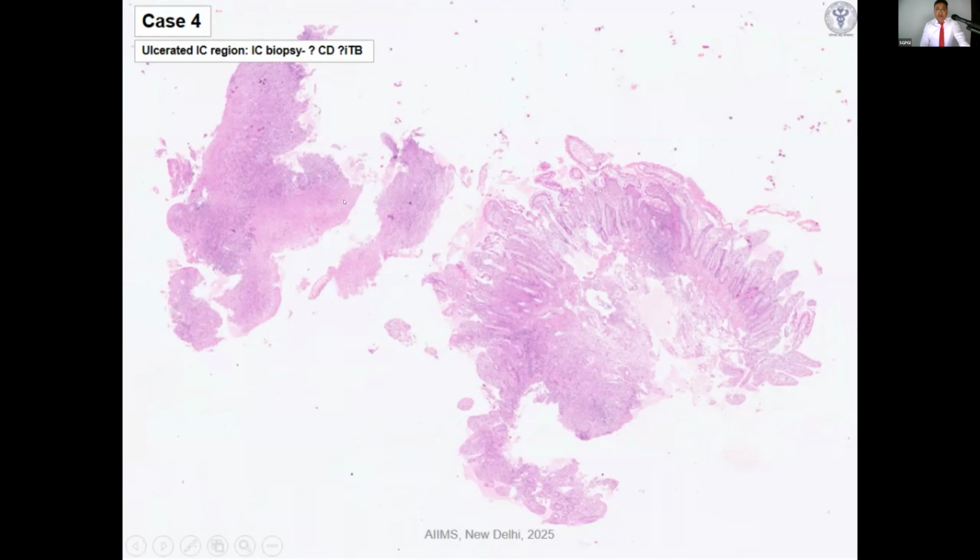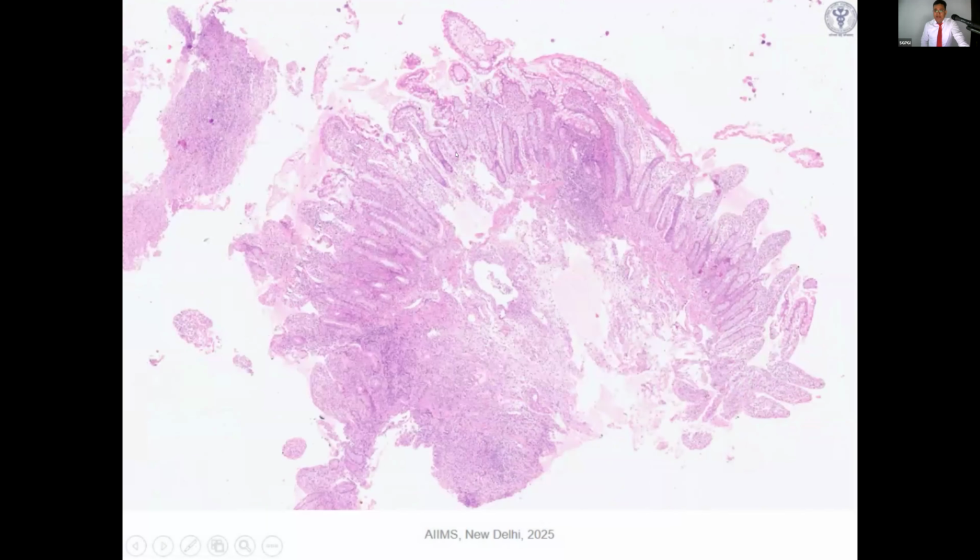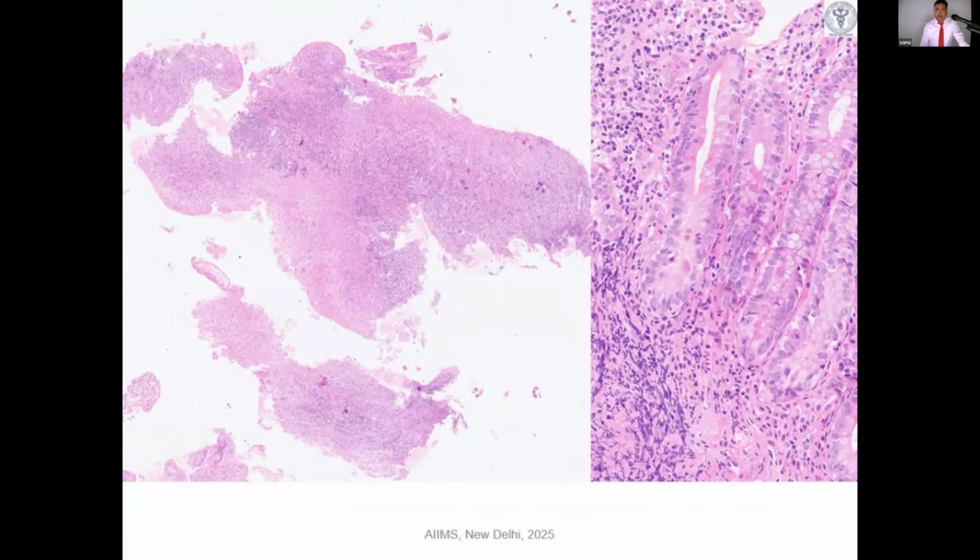Possibly this is an area of exudate and ulceration. So chronic active ileitis is definitely there. This is the higher power. You can see this part is more inflamed. This part is slightly less inflamed. This is the ulcerated. So possibly, again, we are seeing patchy chronic active colitis.